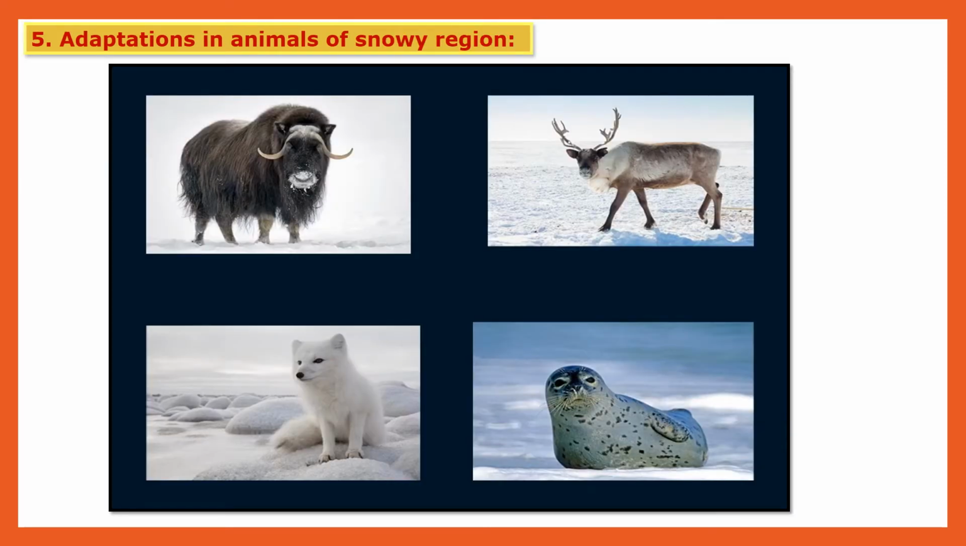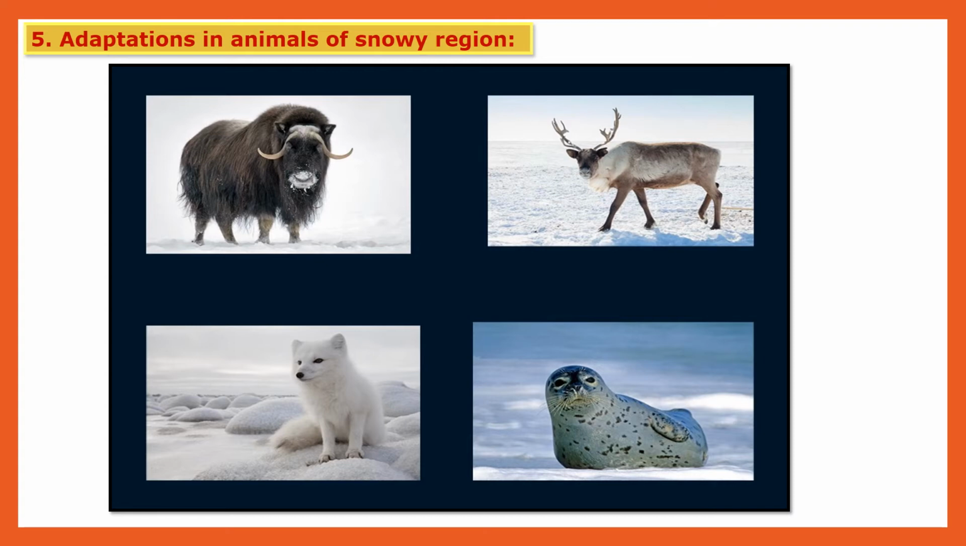Now, the next adaptation is adaptation in animals of the snowy region. So these snowy region animals have long, thick hair on the skin, and due to this hair, they can protect their body from cold also. Then these snowy region animals have white or silver body color. Due to that, this color matches with snow, so they can protect themselves from their enemies also.